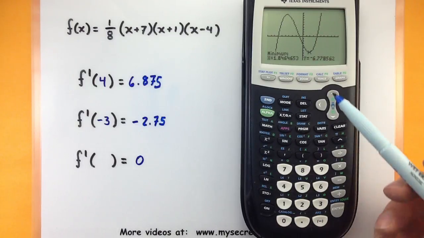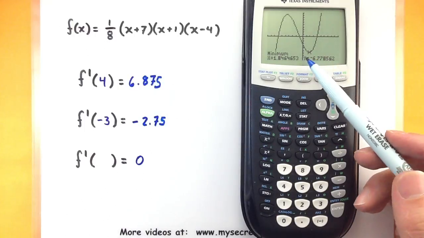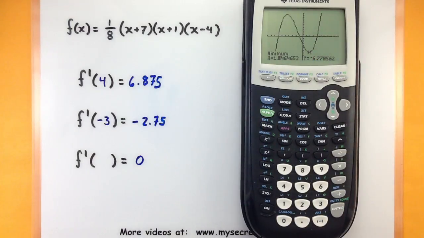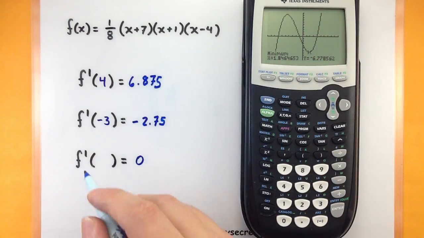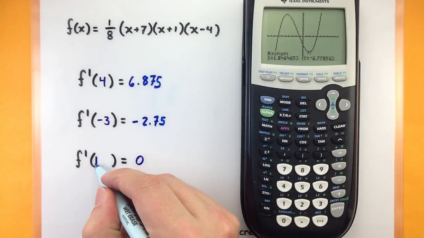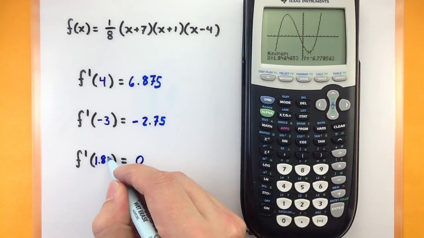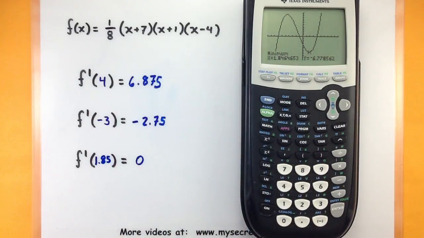The calculator will work for a bit, and it comes up that the minimum is somewhere around 1.8, maybe about 1.85. So we'll put that in as the place where our derivative is about equal to 0.